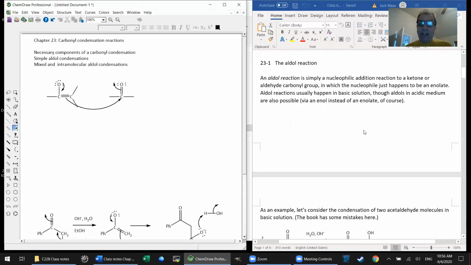Now, an aldol reaction, like we just said, is just a nucleophilic addition reaction to an aldehyde or ketone in which the nucleophile is an enolate, period. That's all there is to it. Generally, these are done in basic solution. It's possible to carry them out in acidic medium. And we've already talked about the differences in how we think about reactions in acidic medium and how we think about reactions in basic medium, or alkaline.